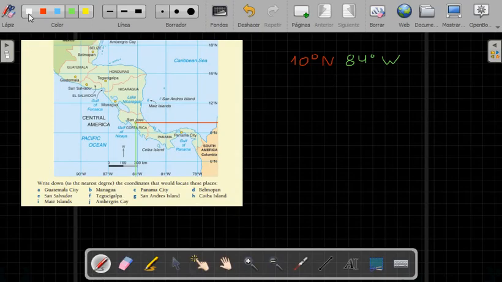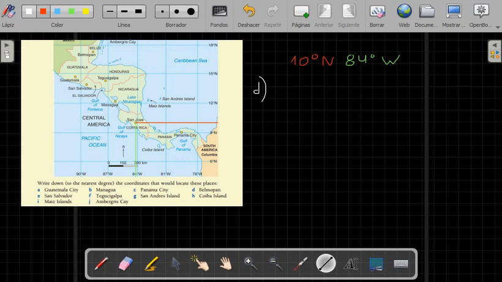Let's start with, let's see, we have 10 exercises. Let's work with D, Belmopan, the capital of Belize. Vamos entonces con Belmopan, la capital de Belice, and let's try to find out coordinates. First of all, the latitude. Vamos primero con la latitud.